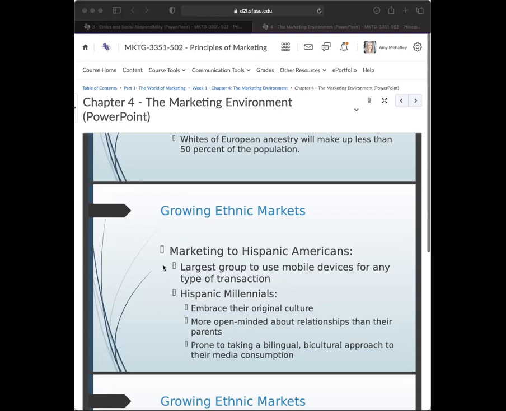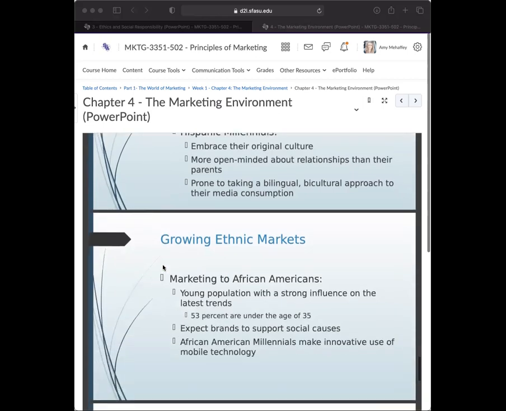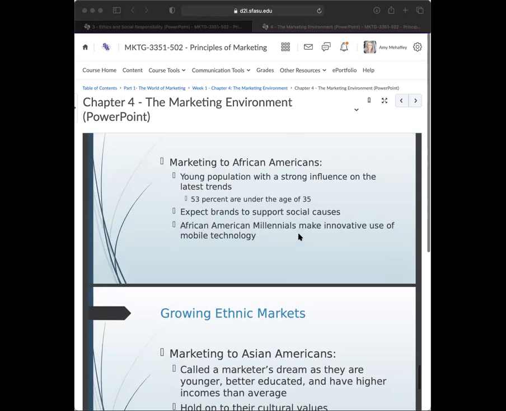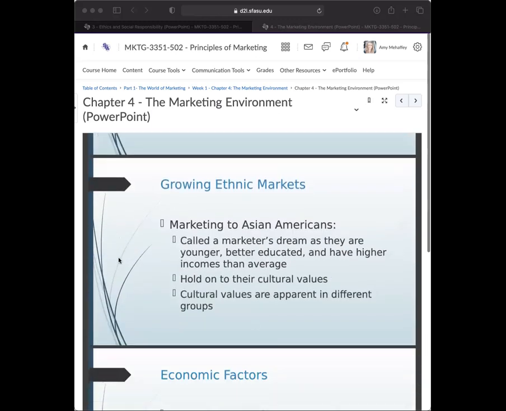And so they try to look at these things and they say, okay, is there an ethnic market that I can see as something growing? And this talks about African Americans, it talks about Asian Americans. They have different cultural values and they have different things that they see as beneficial to them. And that's why a lot of times you'll hear about target marketing, because these companies like to break their marketing tactics into these groups. They like to say, okay, well, here you see Asian Americans, they say they're younger, they're better educated, they have higher incomes in general. They hold on to their culture. Culture is very important to them.